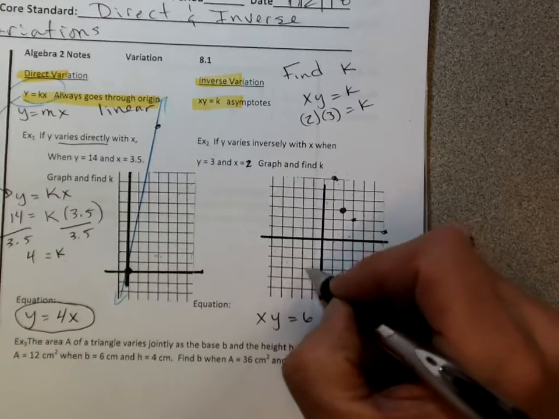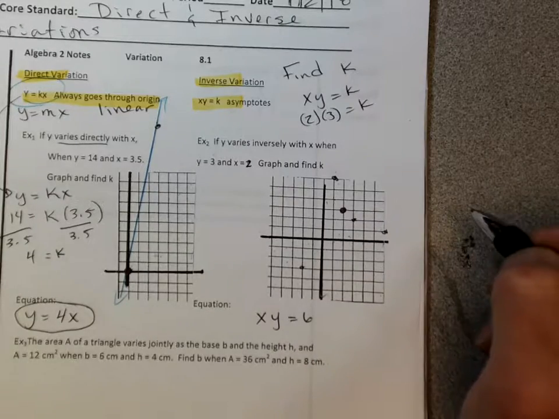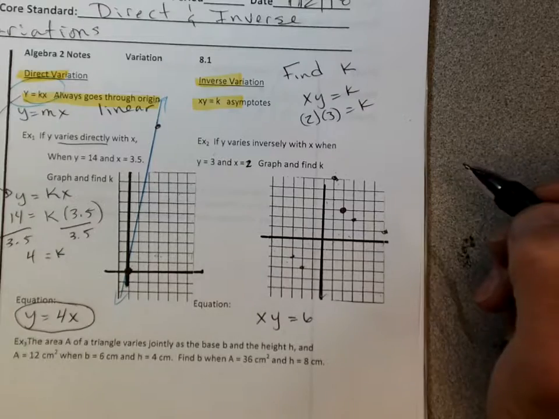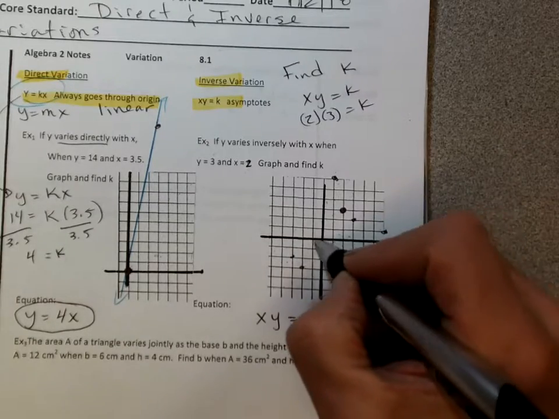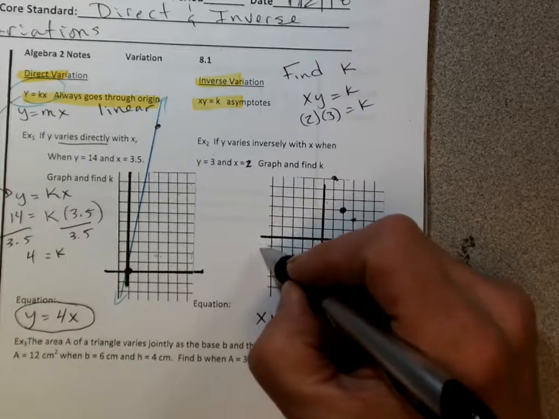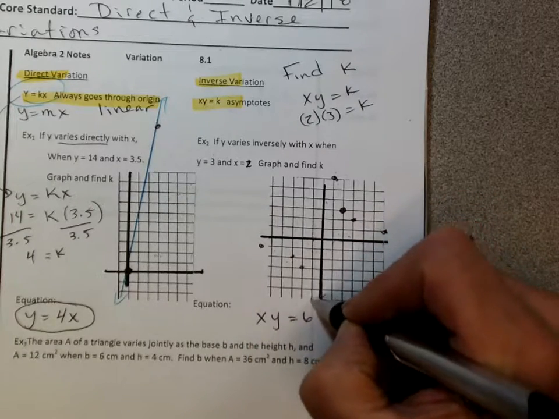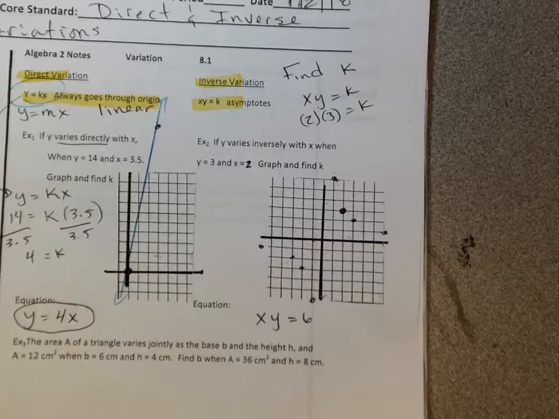Negative 2, negative 3, negative 3, negative 2, right? Negative 6, 1, 2, 3, 4, 5, 6, negative 1. Negative 1, negative 6, 1, 2, 3, 4, 5, 6. And then what does it look like? It's got those little curvy loopy-loop things, right?